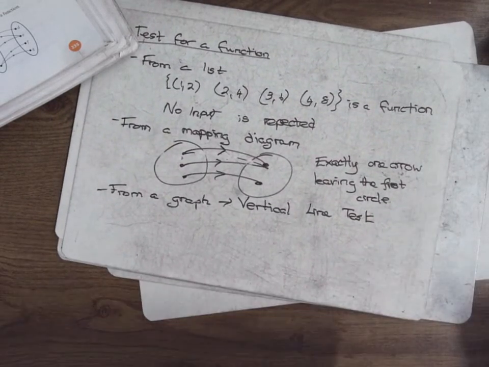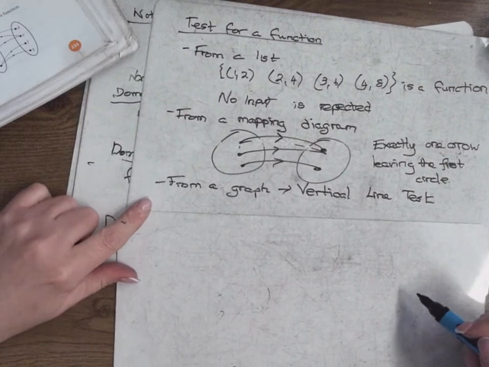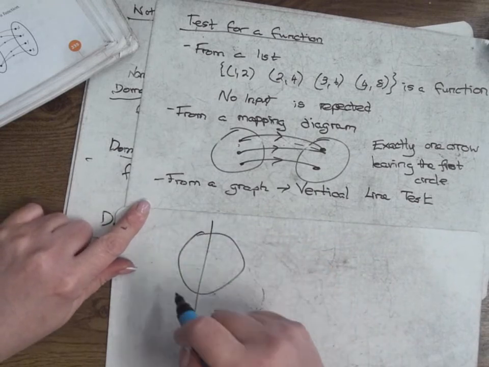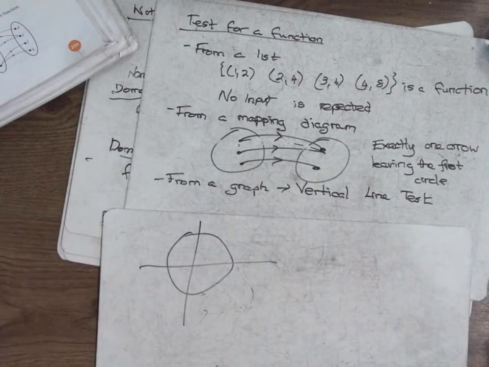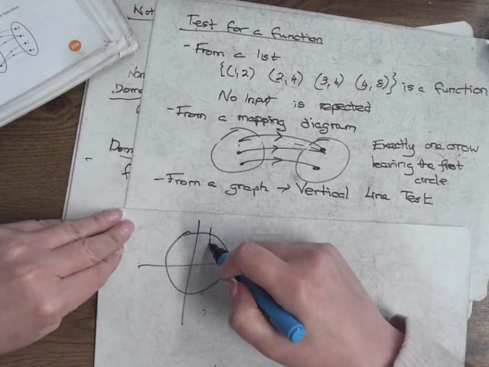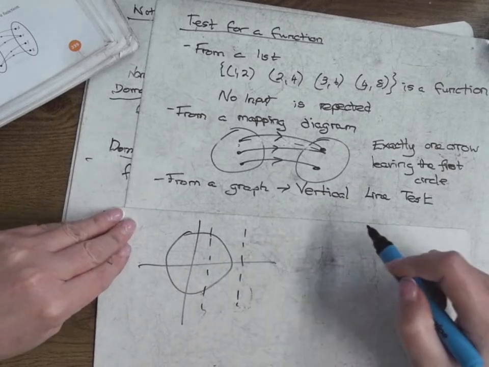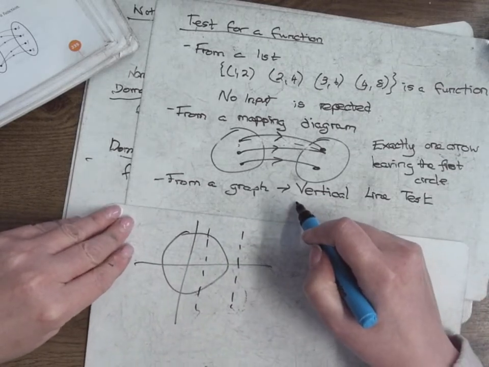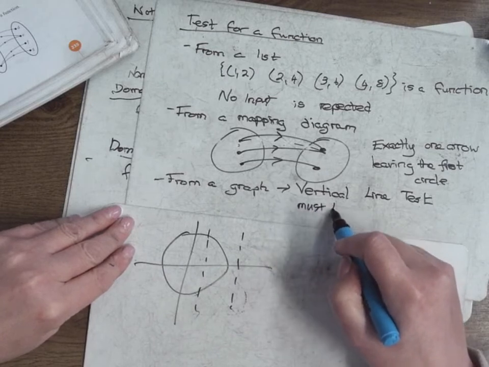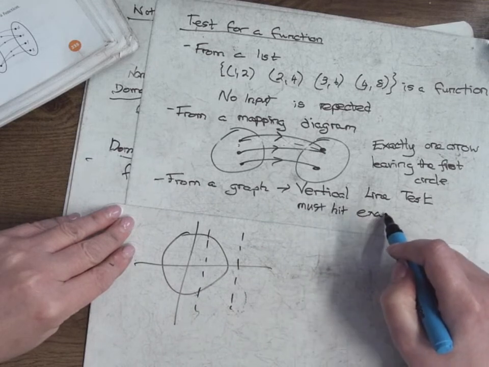And from a graph, girls, you do the vertical line test. So if I give you a graph and I say, is this a function? Here's a graph. What you do is the vertical line test. You draw a vertical line anywhere, and the vertical line must hit exactly once.